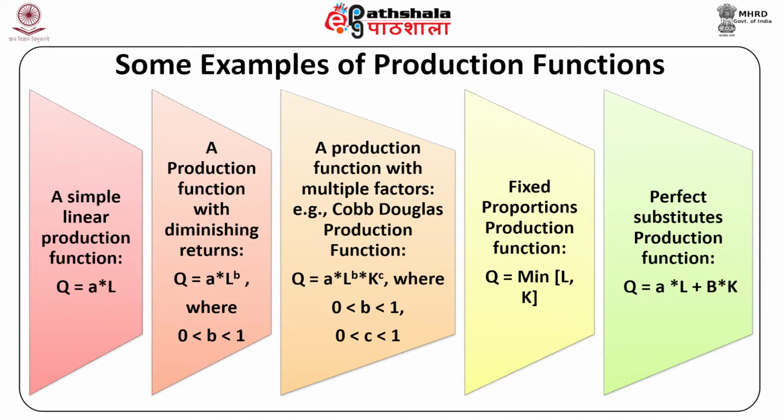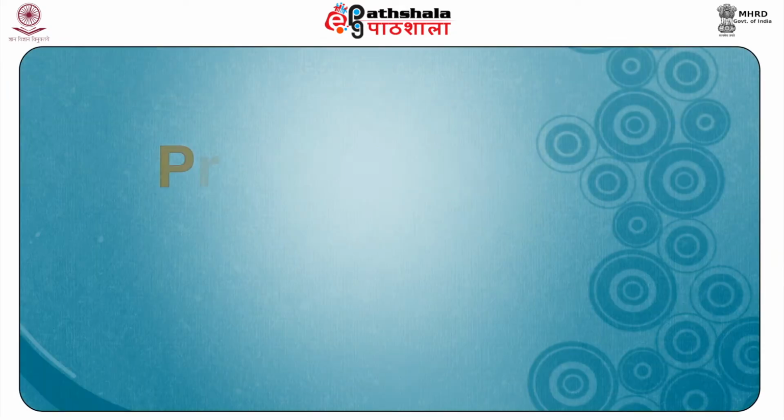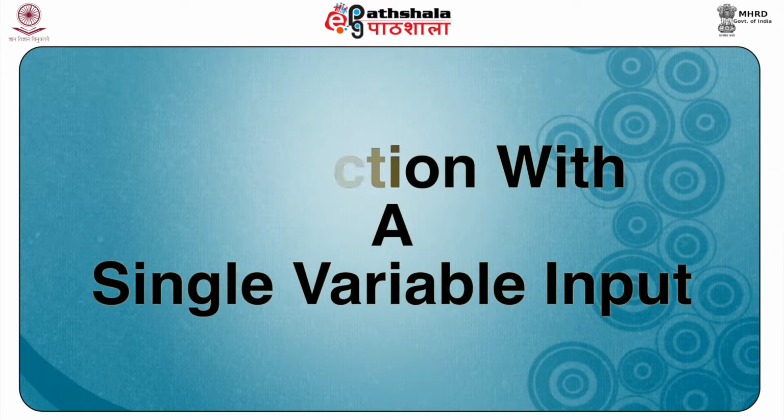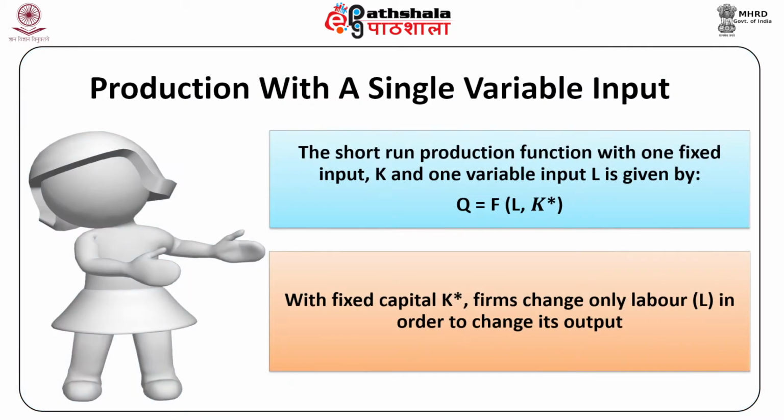D, fixed proportion production function, Q is the minimum of L and K. E, perfect substitutes production function, Q is equal to A star L plus B star K. Next is production with a single variable input. The short run production function with one fixed input K and one variable input L is given by Q is a function of L, K star. With fixed capital K star, firms change only labor in order to change its output.